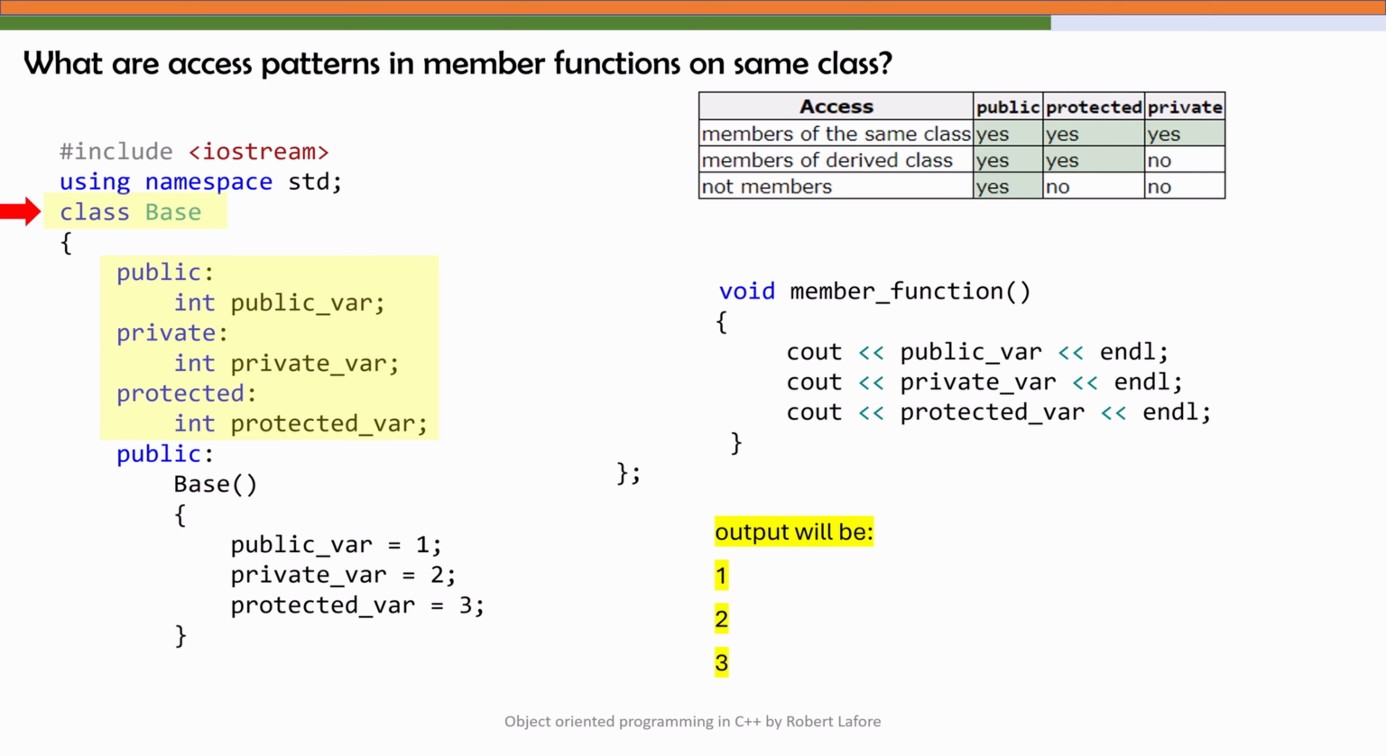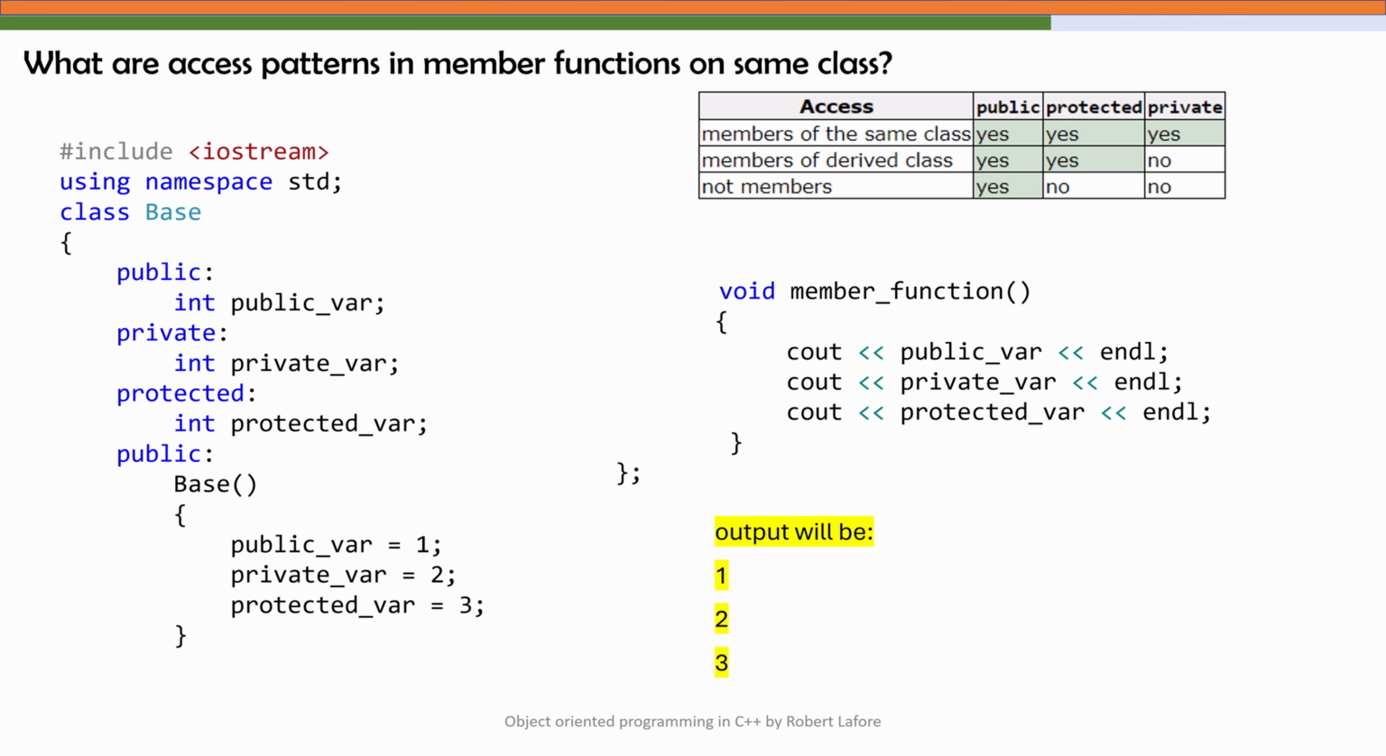In this example, we have a simple class Base. Inside the class, we have defined three data members, each with a different access specifier. So public_var declared under the public section, then private_var declared under the private section, and finally protected_var declared under the protected section. The constructor initializes all three of them with simple values that are 1, 2 and 3.